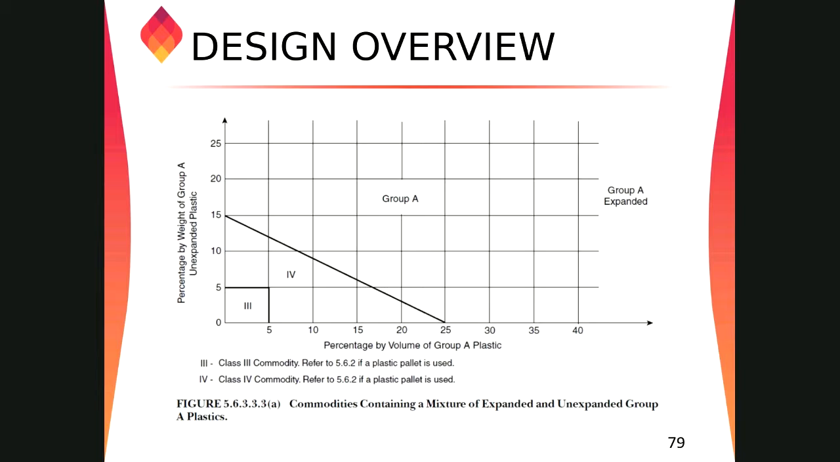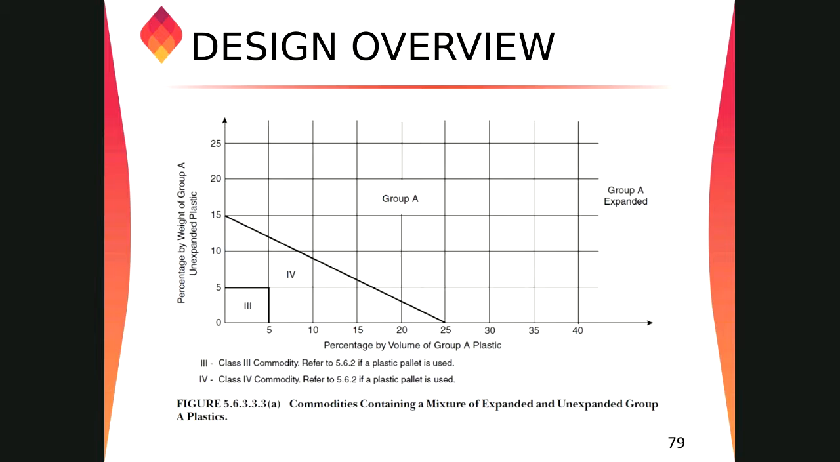So suppose you design your sprinkler system for class 3 commodities. Class 3 commodities are less hazardous than the group A plastic, but you want to put some quantity of the group A plastic into that occupancy. How can we keep it in? This graph will help us to put those quantities of group A plastic materials, right?